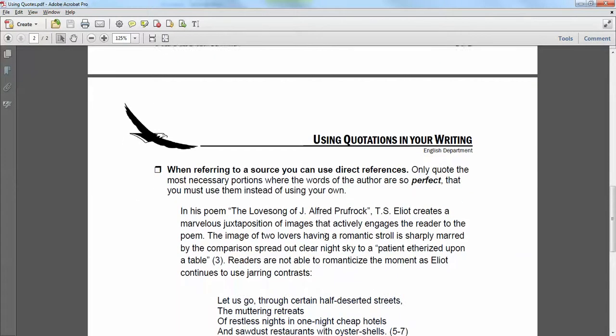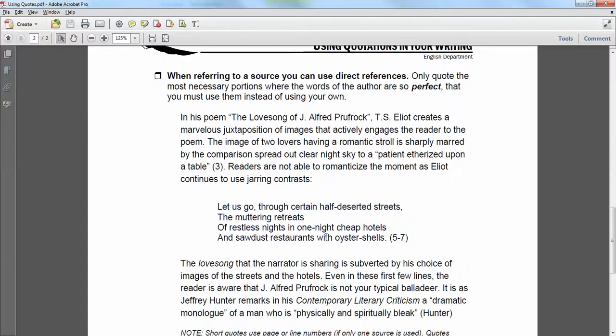The idea is, though, when we want to deal with direct reference, so taking things directly out of a piece of literature, I want to go through and choose the best parts. So in this case, where I'm writing about The Love Song of J. Alfred Prufrock by T.S. Eliot, I'm dealing with the image of two lovers having a romantic stroll being sharply marred by the comparison of the spread out clear night sky to a patient etherized upon a table. So the phrasing, patient etherized upon a table, is such perfect wording, such beautiful expression, that I'm going to use those words. I don't use the entire line that precedes that, and I don't use the line that comes after it, but I use just one part of it.